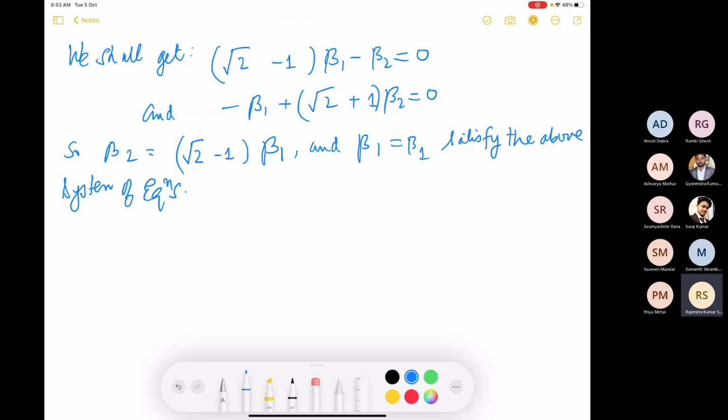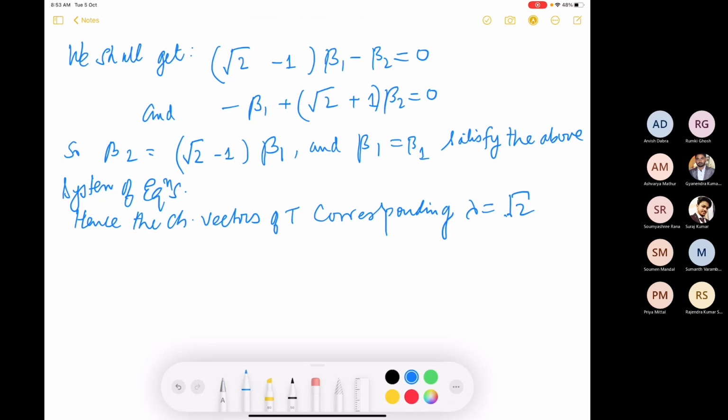As the characteristic vectors corresponding to the characteristic root lambda equal to square root 2 are given by v equal to alpha 1 v1 plus alpha 2 v2, we have written this as a linear combination, so alpha 1 v1 plus square root 2 minus 1 alpha 1 v2.